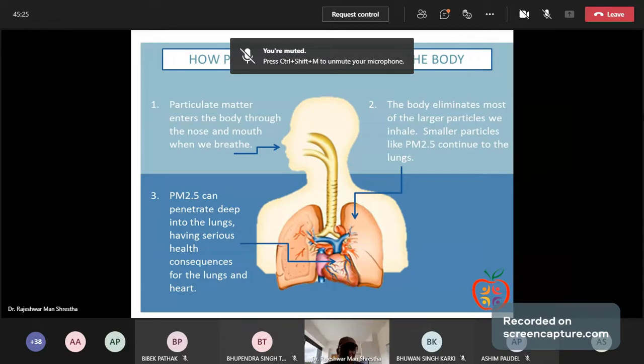PM 2.5 can penetrate deep into the lungs and has serious health consequences for the lungs and heart.